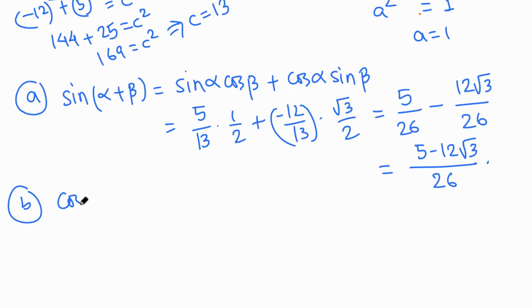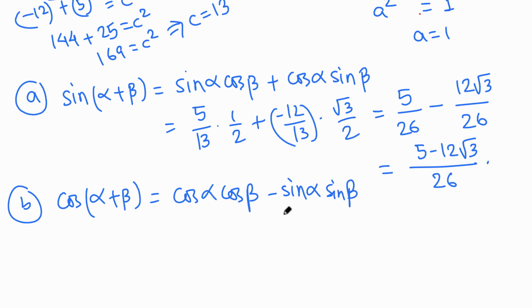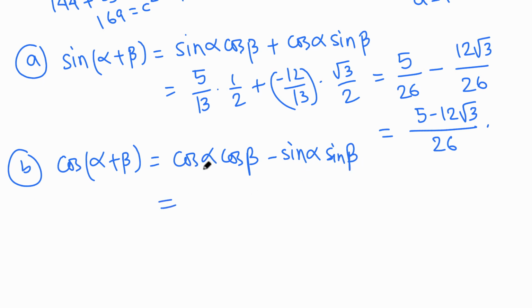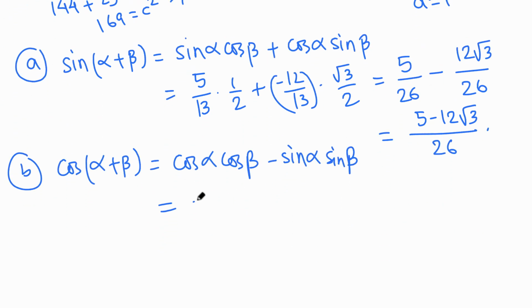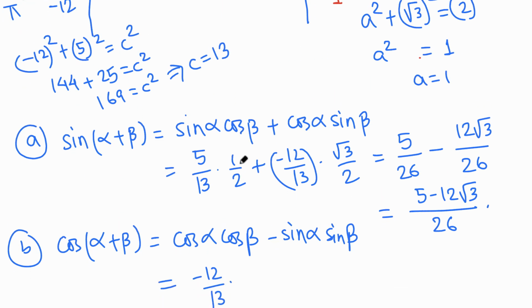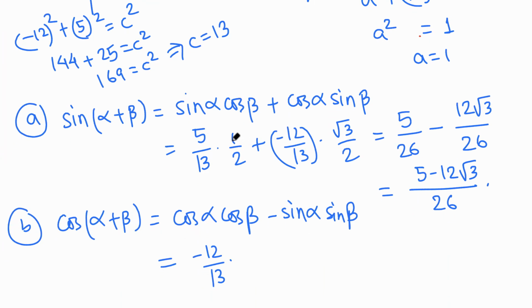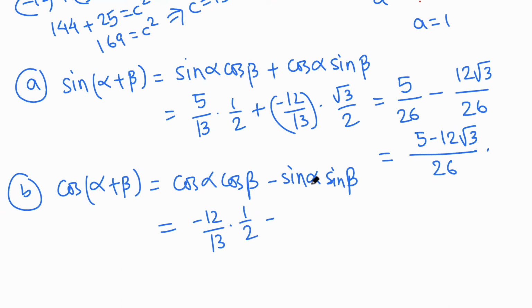In part B, cosine alpha plus beta, using the formula, cosine of alpha plus beta is cosine alpha cosine beta minus sine alpha sine beta. Review your formula. Now cosine alpha, you can go to this triangle, -12/13. Cosine beta was found here as well, cosine beta was 1/2, sine alpha was 5/13, sine beta was √3/2.